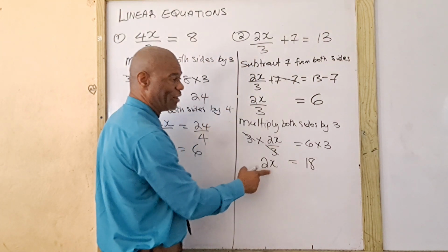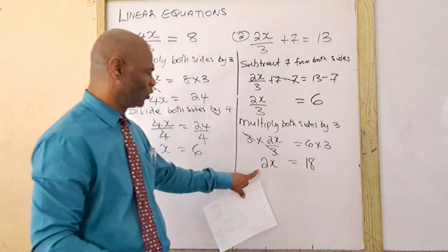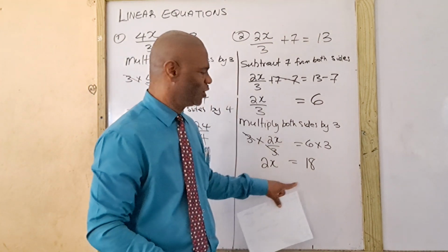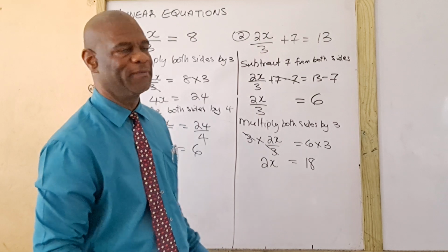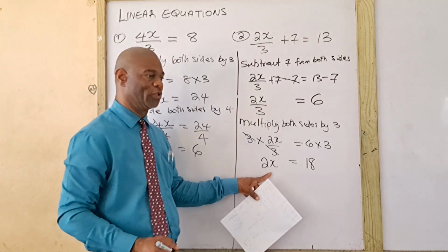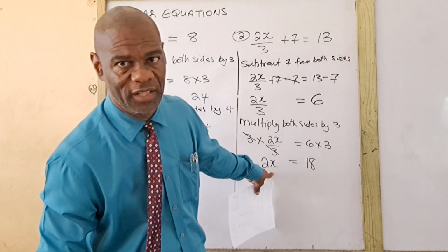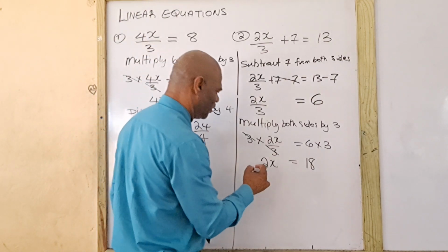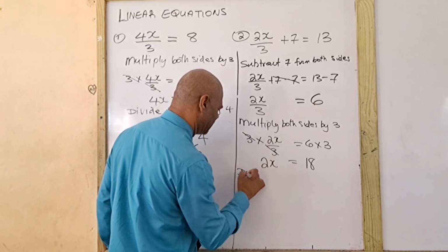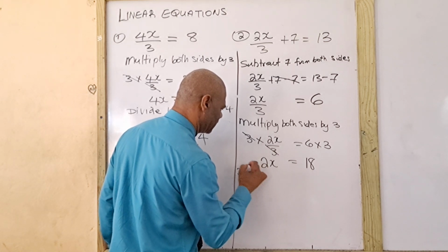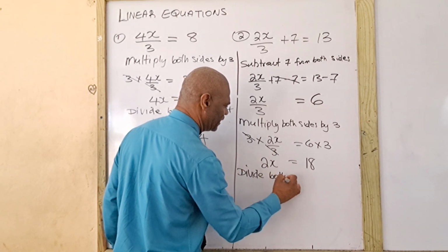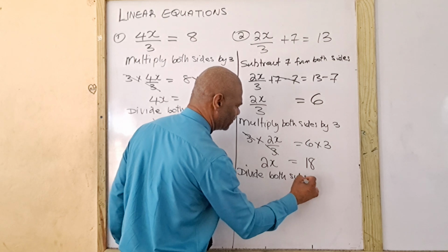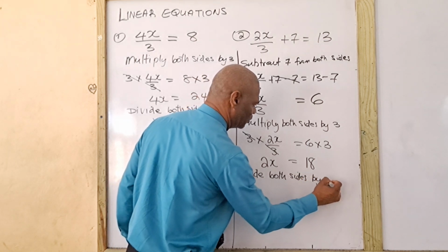Right? Now we need to get rid of this 2. And this is saying 2 times the number equals 18. Right? And so it's 2 times, so we are going to do what? Perform the opposite operation of multiplication, which is division. Right? And so we are going to divide both sides by 2. Right?